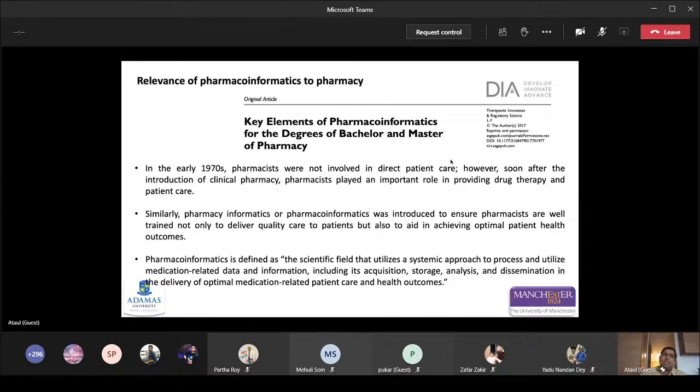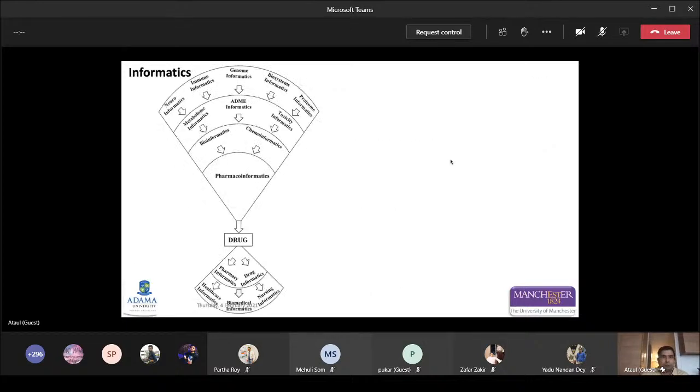So you can apply it in different ways. You can apply it to data collection, data analysis, and reuse of the data, or you can use it in drug discovery, that is called computer-aided drug design. So I would like to explain today how these pharmacoinformatics approaches are applied in computer-aided drug designing or drug discovery.